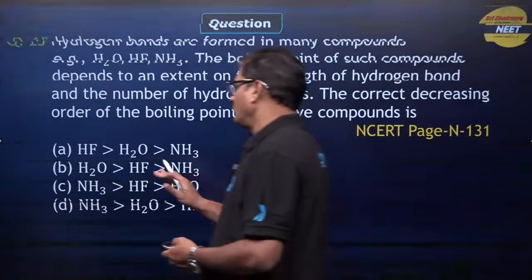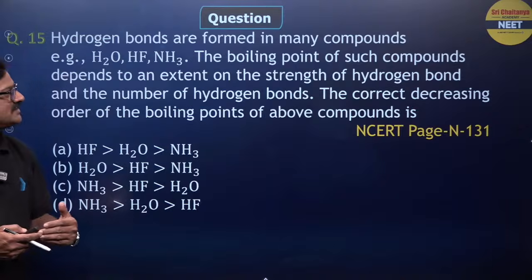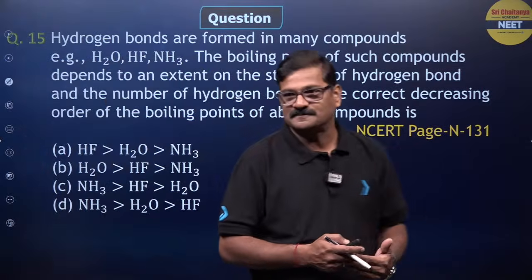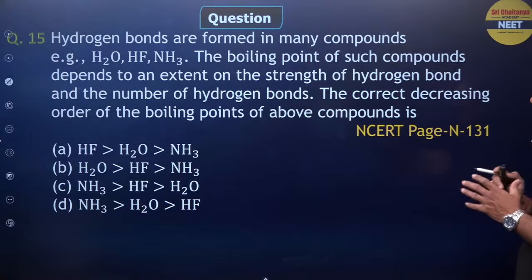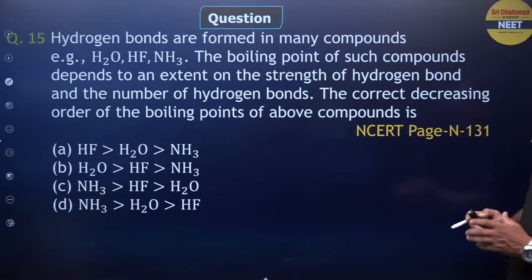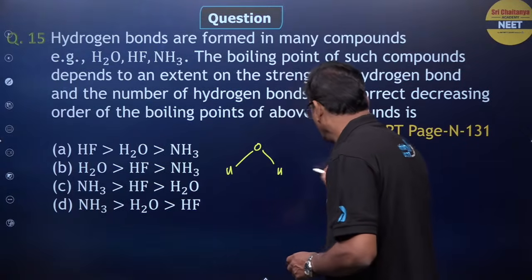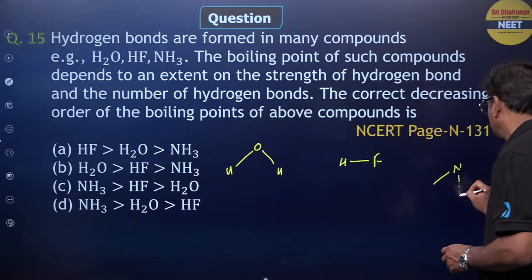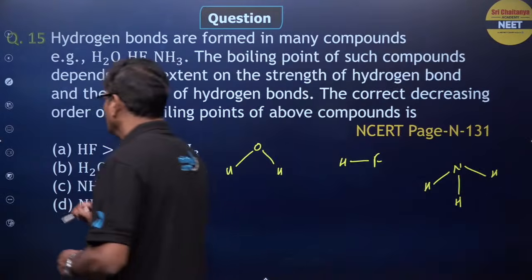Moving ahead, I have one more question. Hydrogen bonds are formed in many compounds like water, HF and NH3. So the boiling point of such compounds depends on the extent of the strength of hydrogen bonding, so the number of hydrogen bonds as well. What is the correct decreasing order of boiling points of these compounds? You see, in water, in HF, in NH3, you are going to see the hydrogen bonding in water.